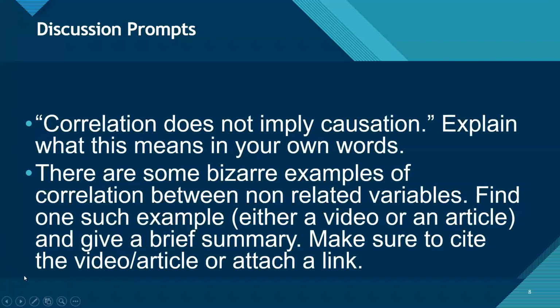So here's an example, and I am not a math or science person, so this is one that I found online. There are some bizarre examples of correlation between non-related variables. Find an example of this, either a video or an article, give a brief summary, and cite the video or article or attach a link. So this is basically asking the same thing. Students still are going to have to understand what correlation does not equal causation means and what those terms mean. But this is going to provide a whole bunch of examples of that.